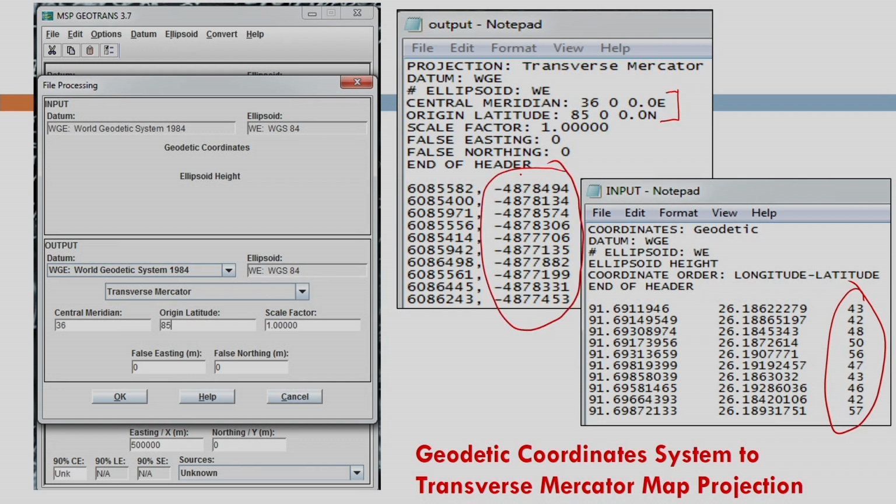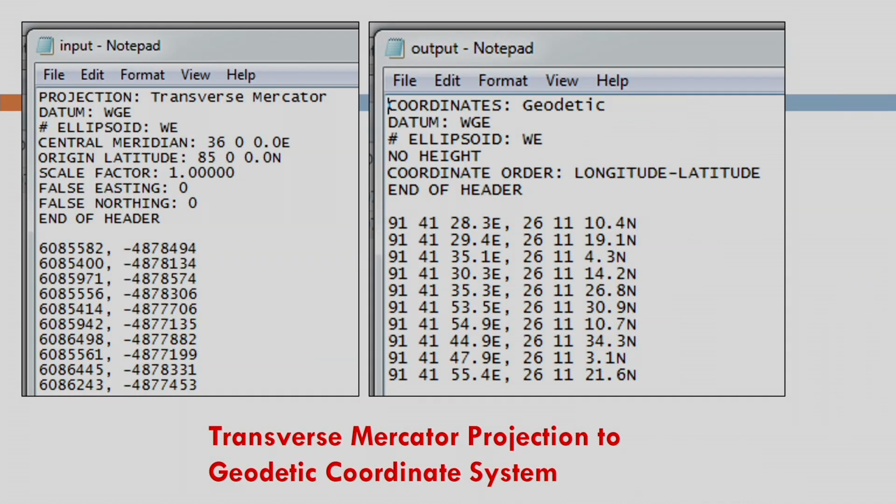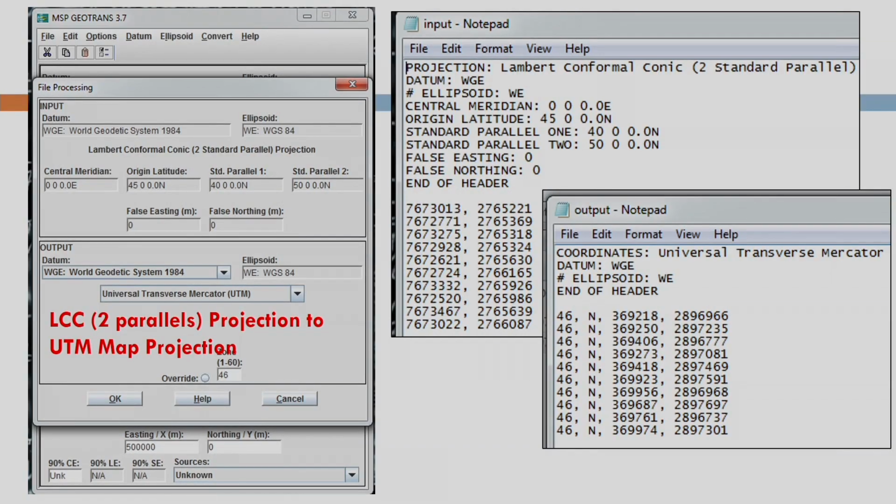So again, use some value on the false northing here. Let us say if you specify 5 lakh or maybe 50 lakh, you will get positive coordinates. So again, back from transverse Mercator projection to the geodetic coordinate system. So only my input is changing and I am getting the output accordingly.